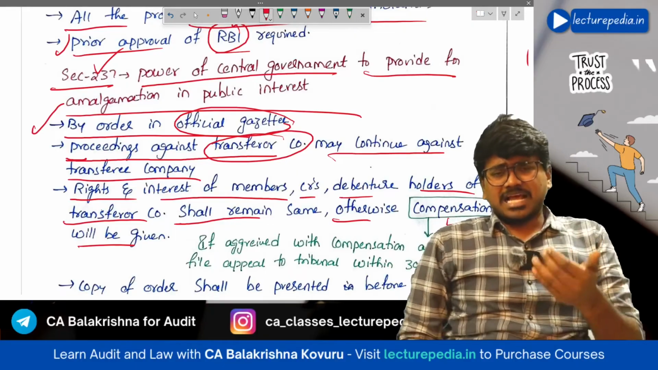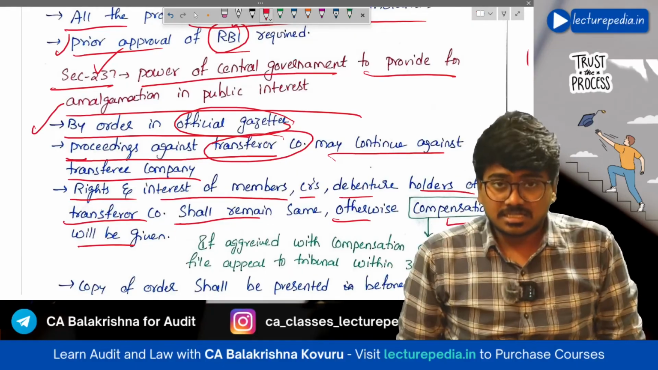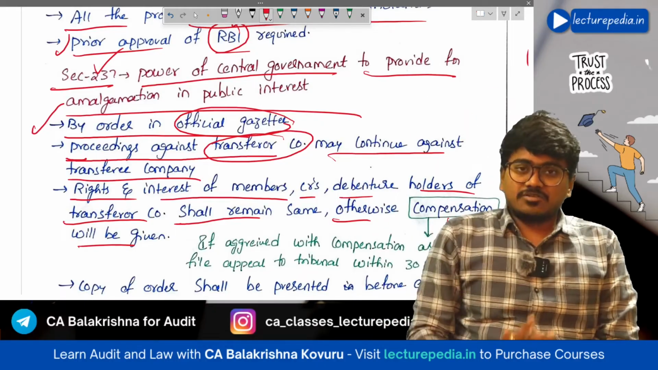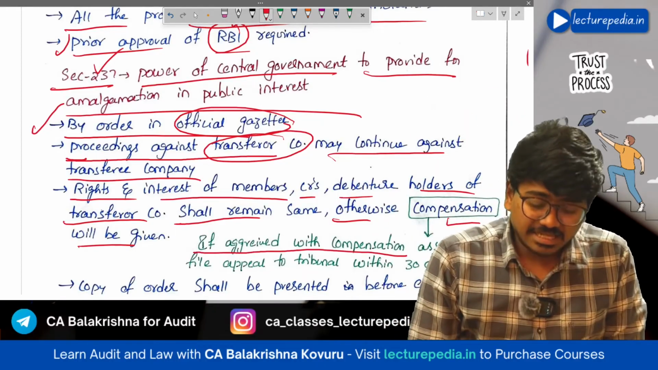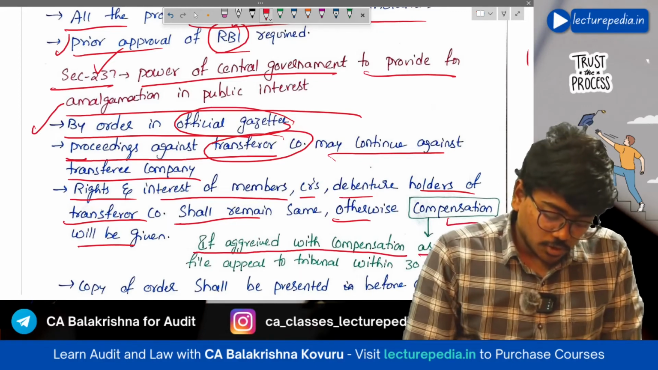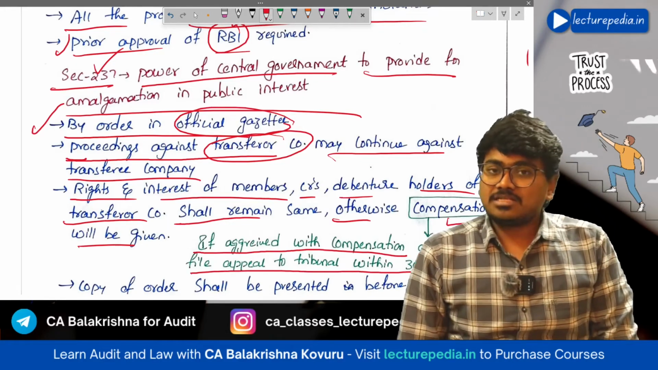If in case there has been any reduction in such rights, then compensation will be given for such reduction of rights. If the person is aggrieved with the compensation, then you can file an appeal to the tribunal within 30 days.